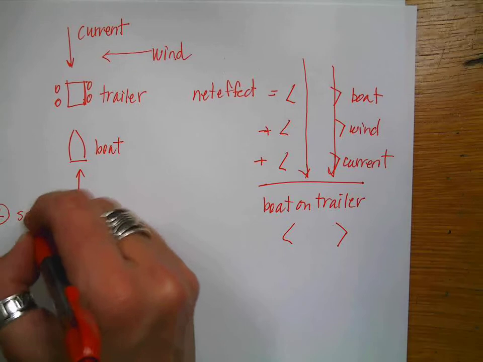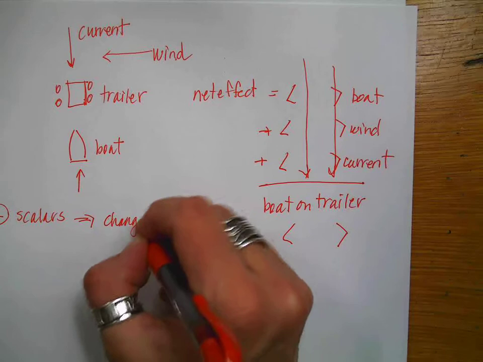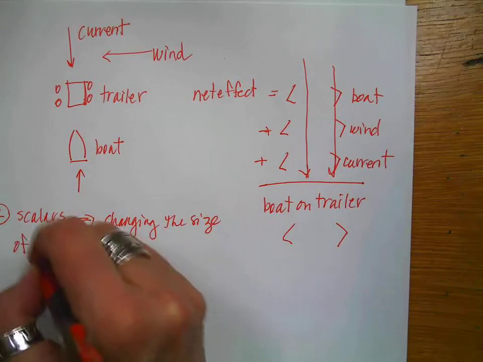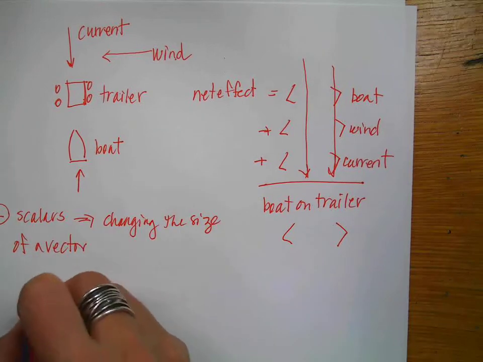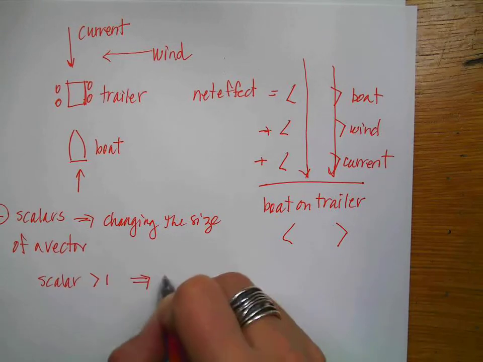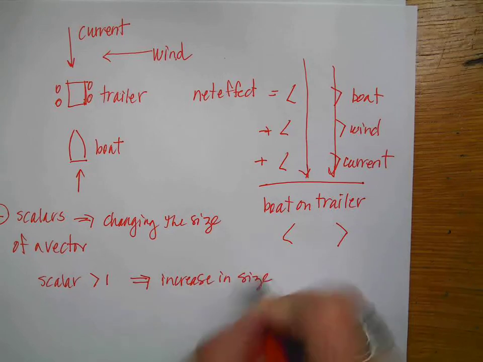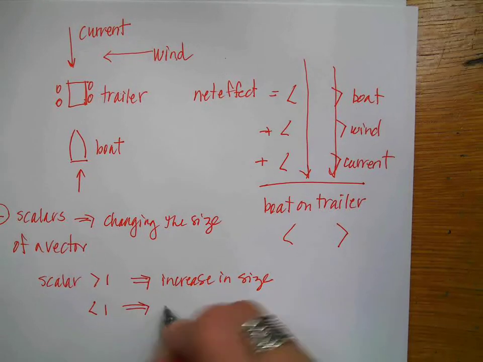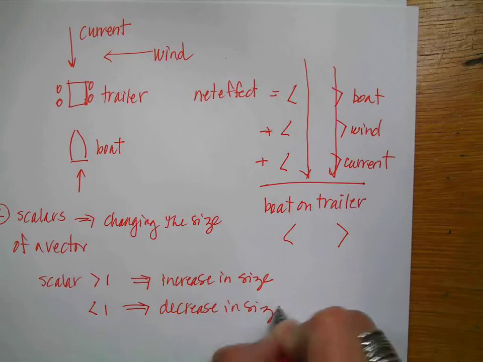The other math operation that we're going to talk about for PreCalc is a scalar, and this is changing the size of a vector. And you can think geometry. If the scalar is greater than 1, that means that the vector is going to increase in size. And if the scalar is less than 1, that means that our vector would decrease in size.